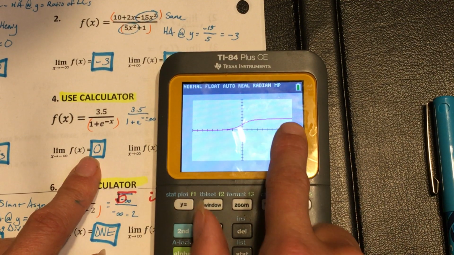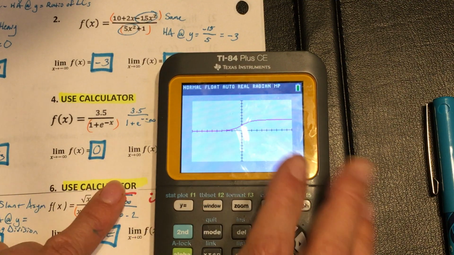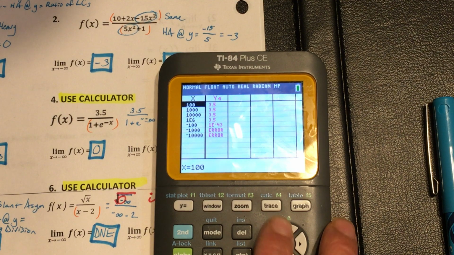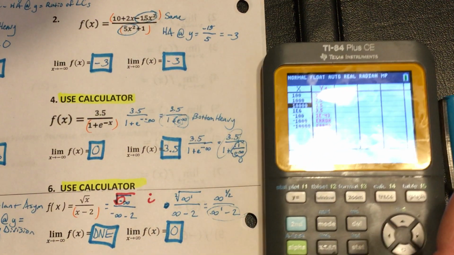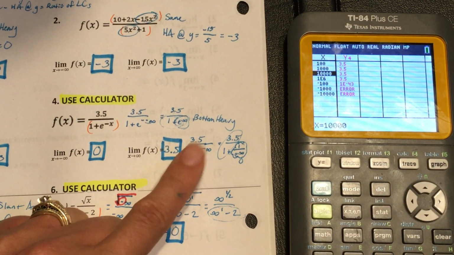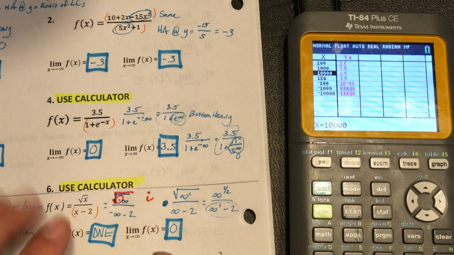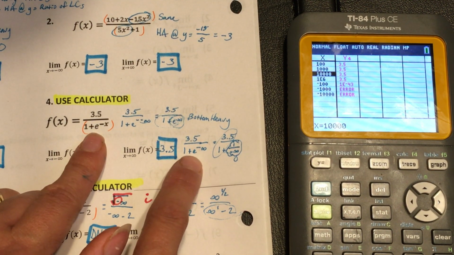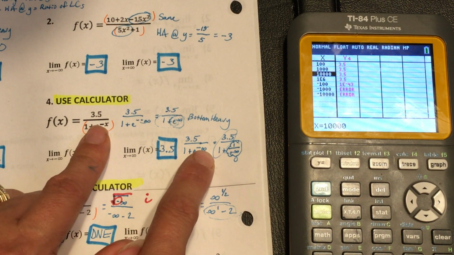As we go towards positive infinity, maybe it's leveling off at 3, maybe it's leveling off at 4. If I look at my table, it looks like it's leveling off at 3.5. So if I were just using my calculator table, I would probably say, yep, 3.5. But we are going to see how we can plug in infinity and see algebraically why this works. So if I plug in infinity for x, we get 3.5 over 1 plus e to the negative, which is already in the problem, infinity.